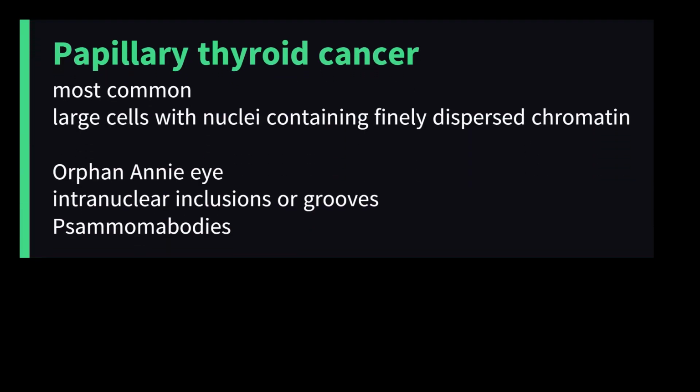Your take-home message from this question is that papillary thyroid cancer is the most common type of thyroid cancer. Characteristic findings on histopathology include large cells with nuclei containing finely dispersed chromatin, giving an empty or ground glass appearance, orphan Annie eye, and intranuclear inclusions or grooves.